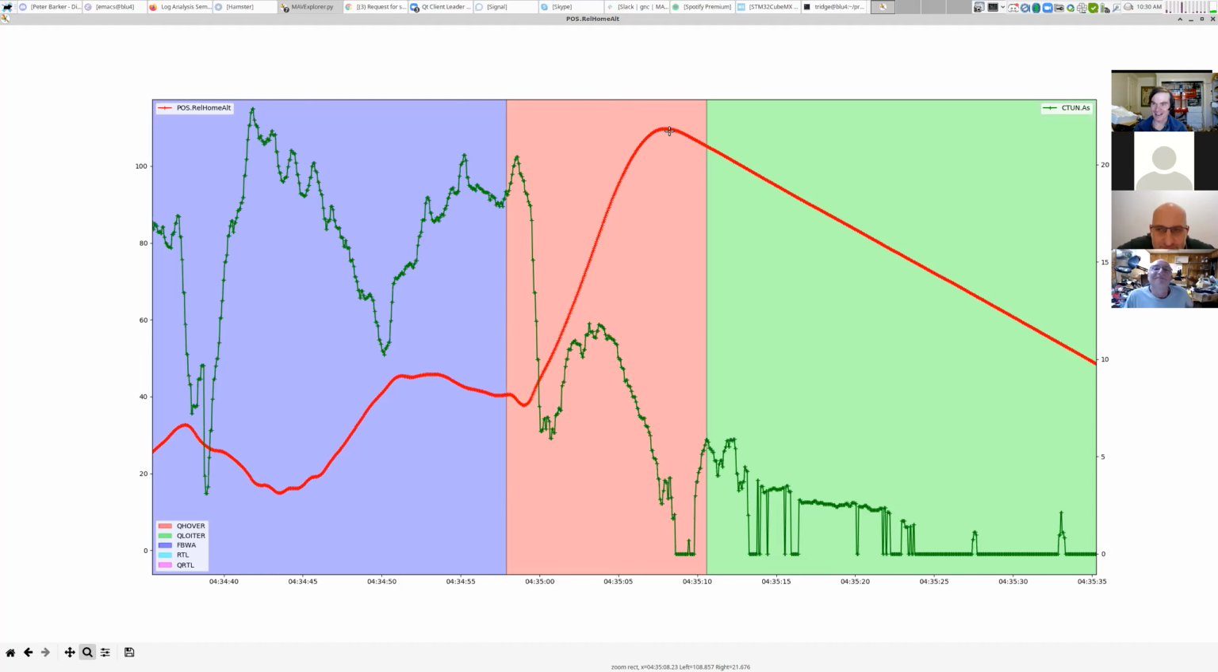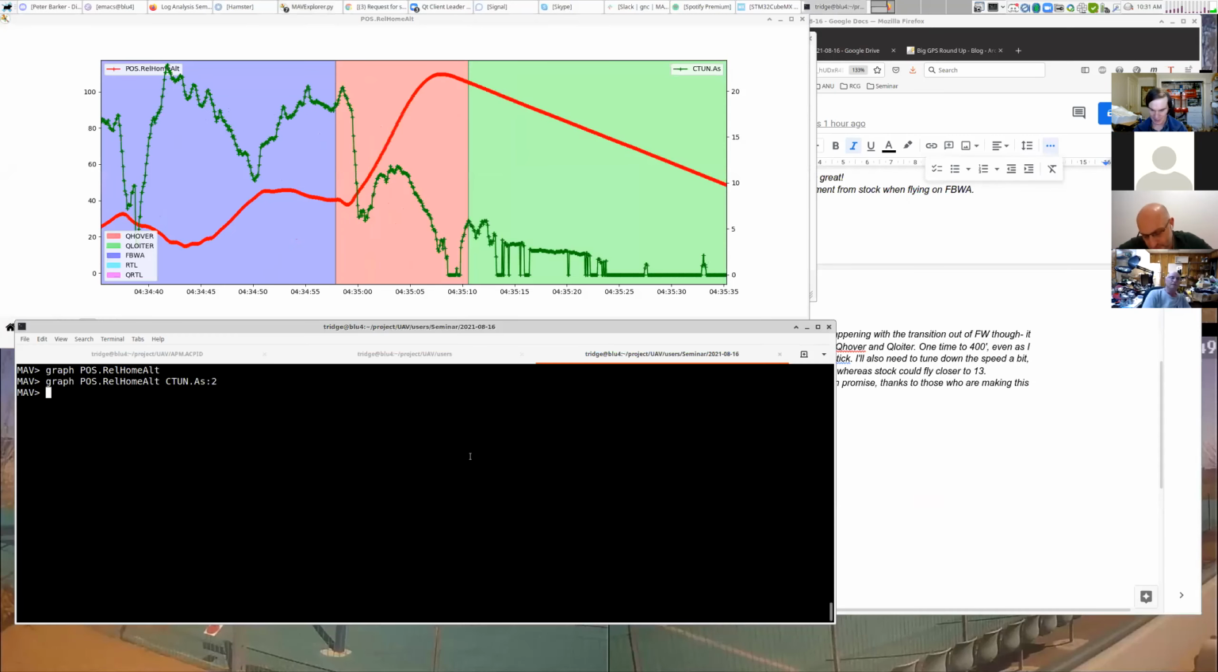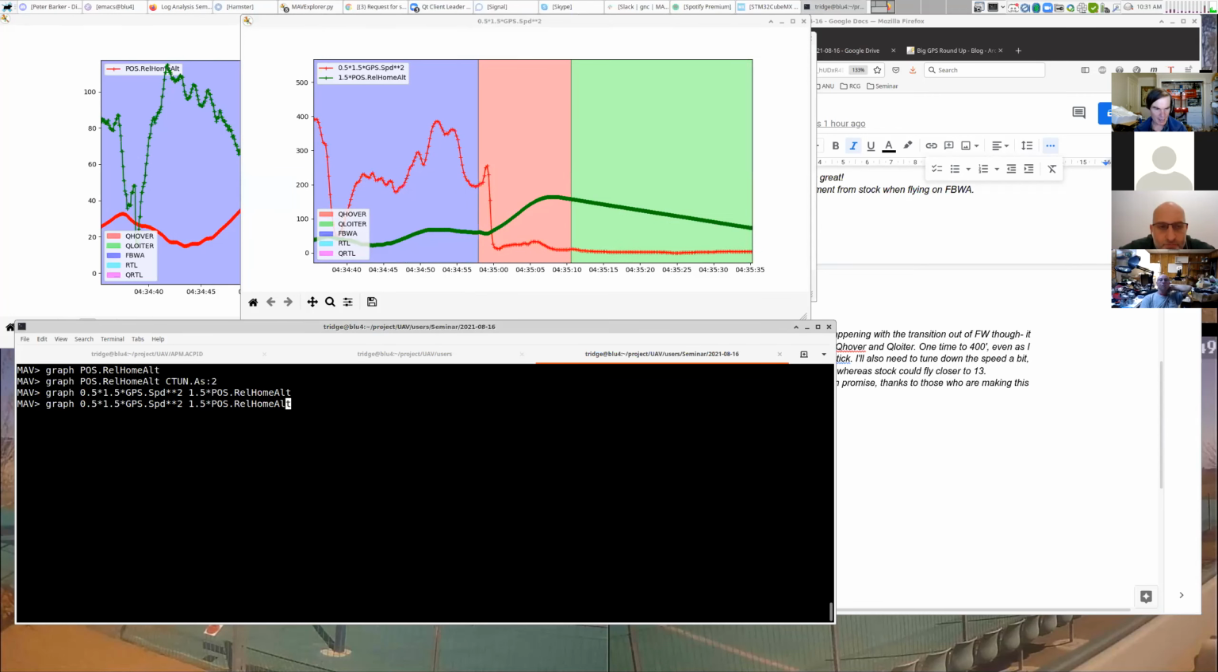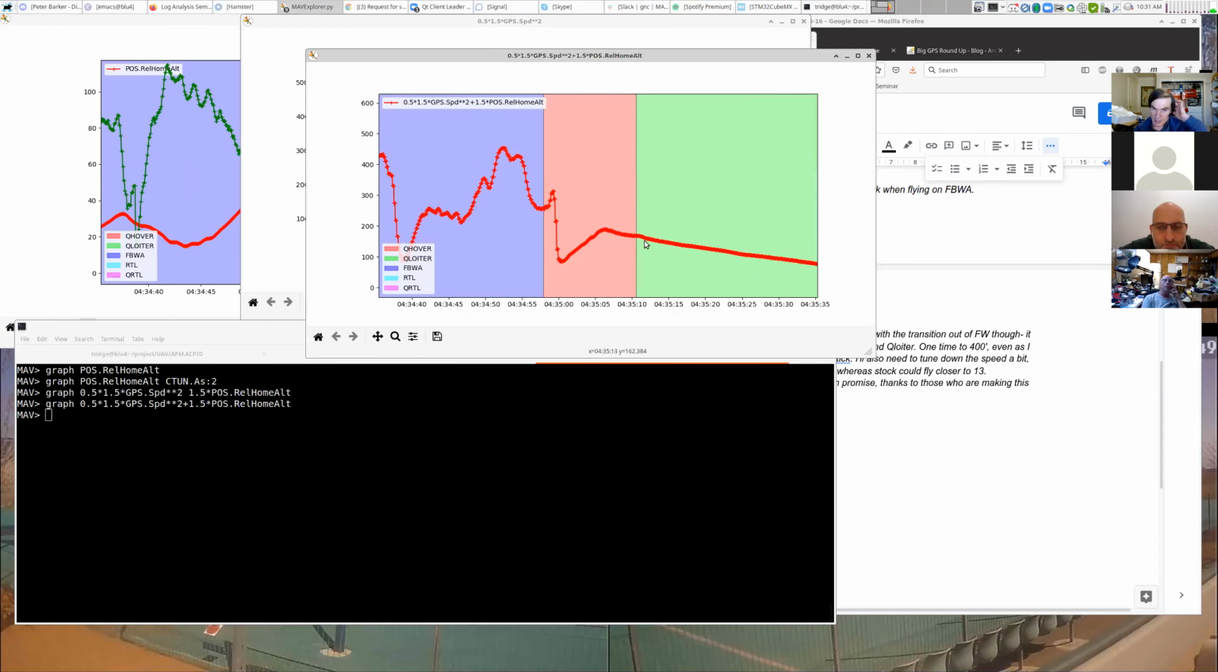Yep, we could easily say that, or we could even plot the kinetic energy versus potential energy. Why don't I show that? Let's show off the capabilities, so GPS.speed squared, and we want 0.5 times 1.5 times that. That's our kinetic energy. And our height, which is going to be our, well, let's just do our relative home alt. So m times h, so 1.5 times h. All right. And let's show, what we can do is show the sum of those. Our kinetic and potential energy should stay about the same. Okay.